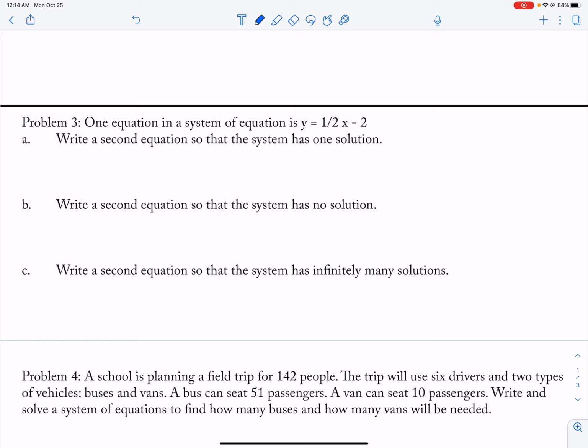Now for 3, I would like to see you guys try to explore what you're supposed to do. I don't want to necessarily give it away and show you what I would do and give you the exact answer, because part of the idea behind this is that we're doing this one in class, and I want to see how you guys are discovering this. One equation in the system is this equation here. To write another system so that it has one solution, you just don't want it to have the same slope.